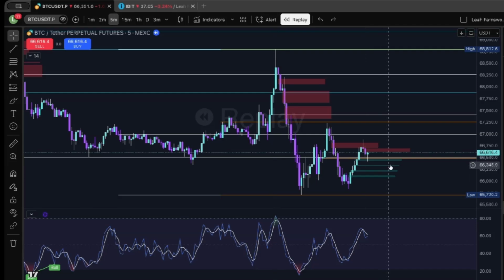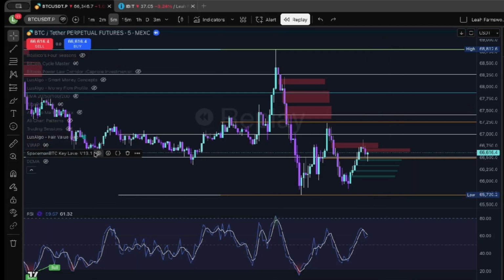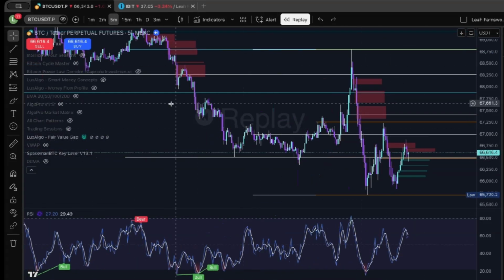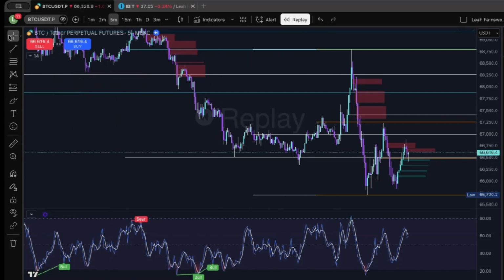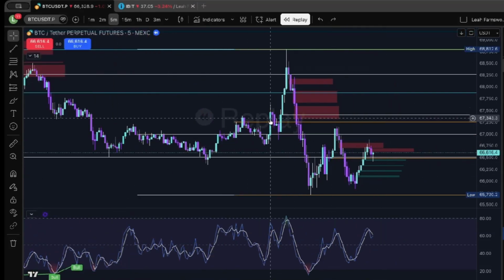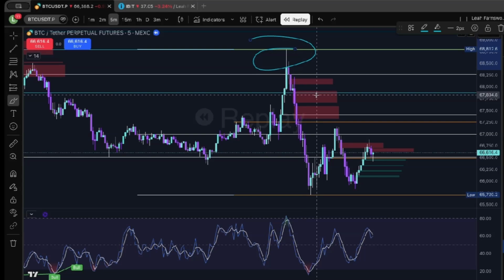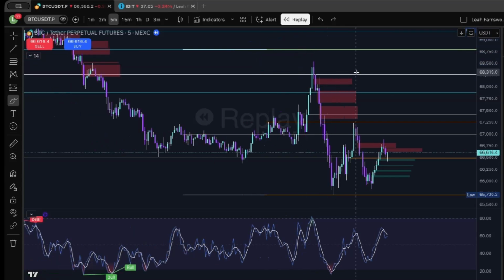So watch out for these key levels. Spaceman BTC key level will help you draw those high and low areas pretty instantly for you, so you can see where potential sweeps could possibly happen. Now, how do I know it's not going to hit here or here or here? Wait for the wick. Wait for the wick. Wait for the 5-minute, 15-minute, hourly wick to play out and see where that wick happens. These wicks are going to be key for your liquidity sweeps.